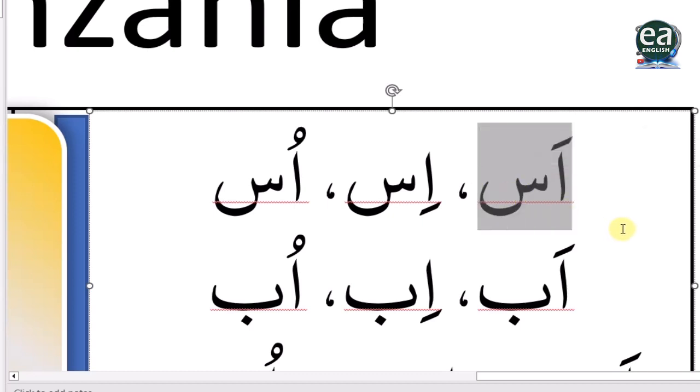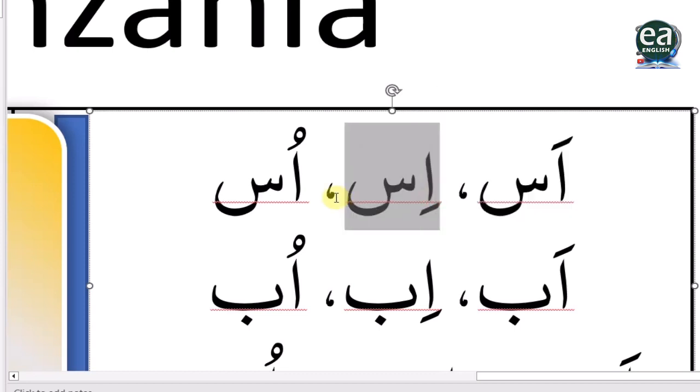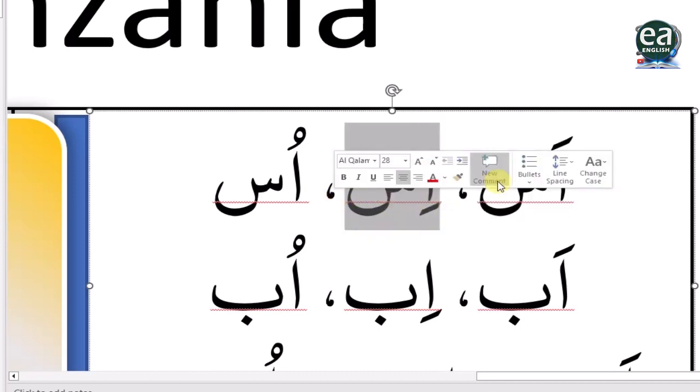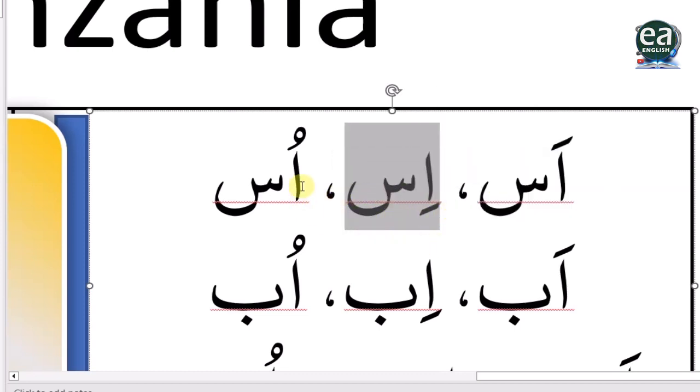Now, ALIF ZABAR SIN AS, ALIF ZER SIN IS, ALIF PESH SIN US. If there is no PESH, only ALIF and SIN, you should guess it is just like IS or US.